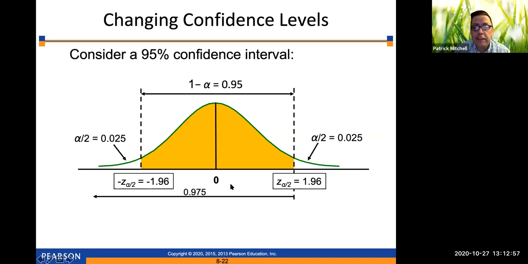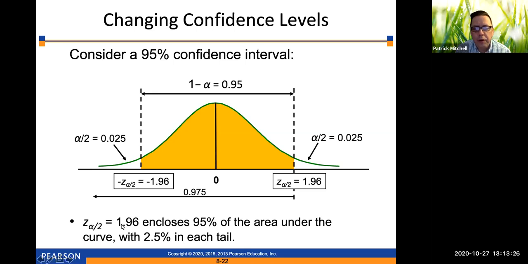And if you look at table A2, you can see that the z-score that cuts off the bottom 0.025 proportion of area is negative 1.96. And the z-score that cuts off the bottom 0.975 is positive 1.96. All right, so you can get that right out of table A2. Z sub alpha over 2, which is 1.96, and technically they should say plus or minus, encloses 95% of the area under the curve with 2.5% in each tail.